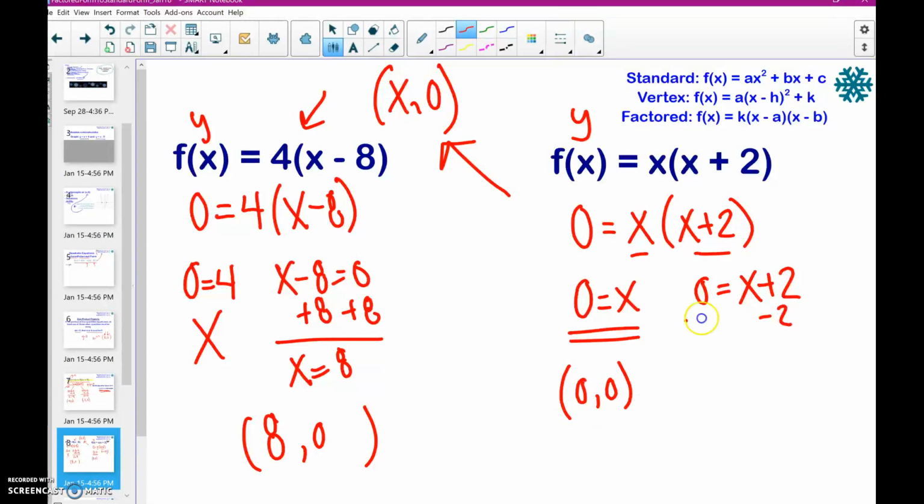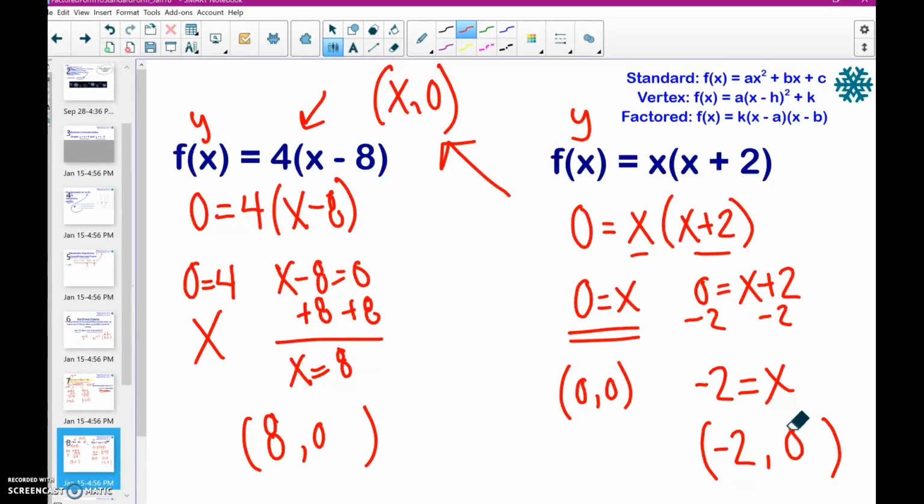Here, if I subtract 2 on both sides, I know that x would be equal to negative 2, so another one of my x-intercepts is negative 2 comma 0. So again, I can get a picture of where this parabola is going to cross the x-axis, which is going to be really helpful when we start looking at questions that have to do with projectile motion.